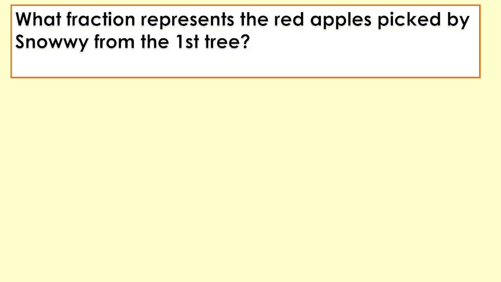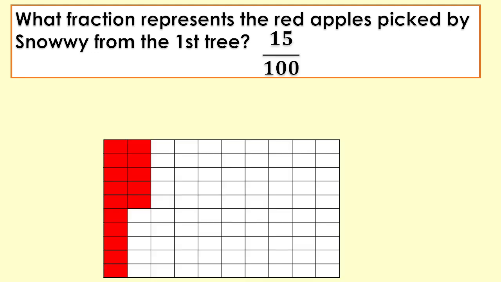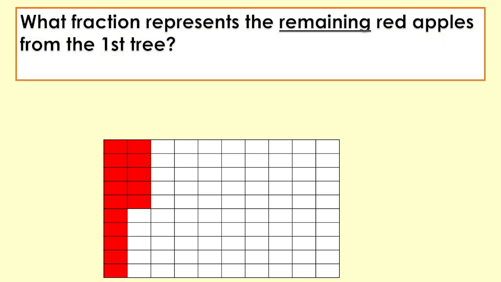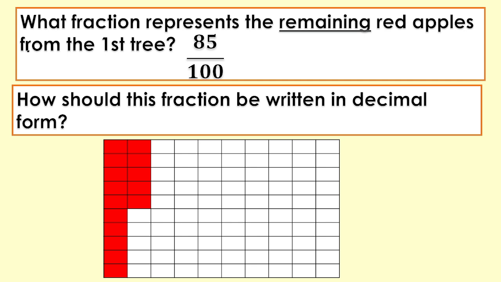What fraction represents the red apples picked by Snowy from the first tree? The answer is 15/100. How should this fraction be written in decimal form? So the answer is 0.15 or 15/100. What fraction represents the remaining red apples from the first tree? So the remaining red apples, 85/100. How should this fraction be written in decimal form? So we have here 0.85 or 85/100.